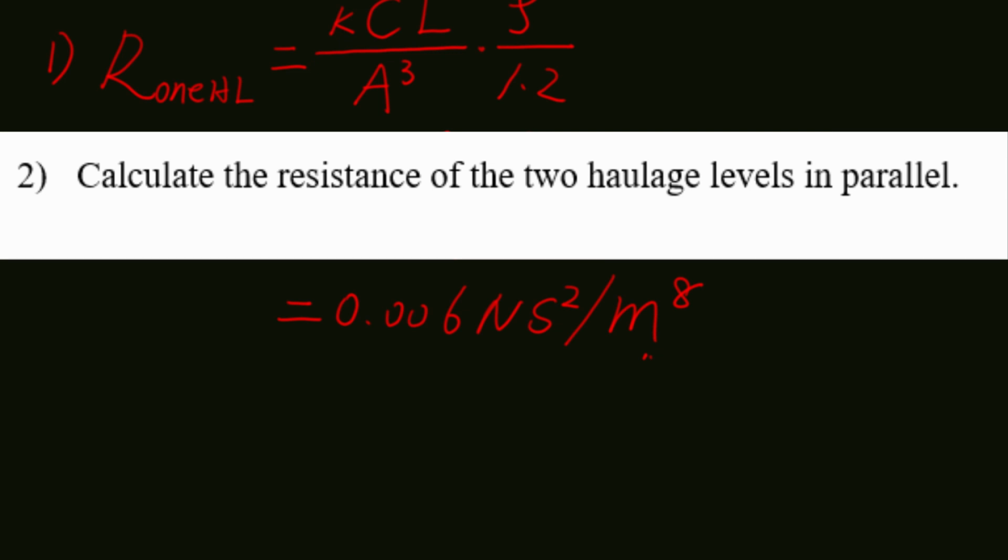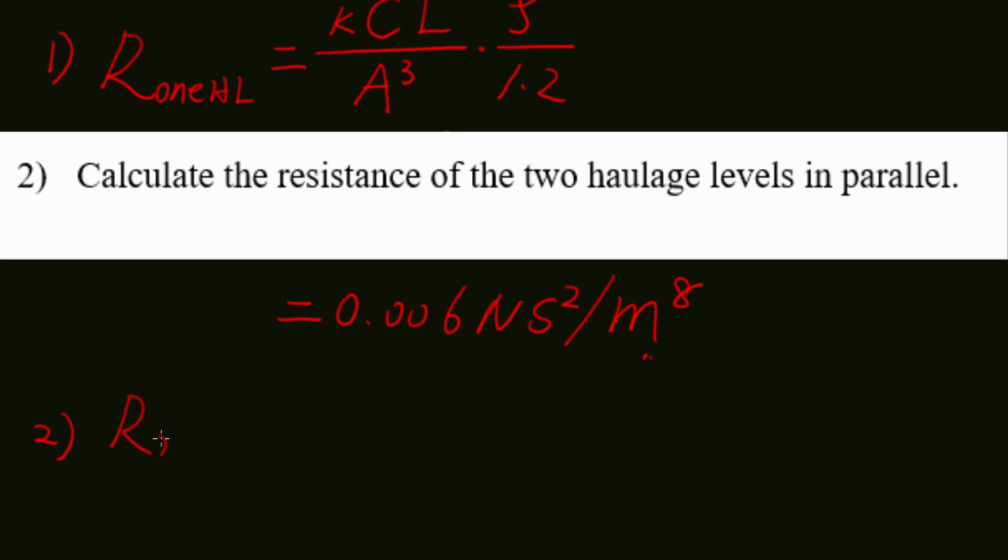Question 2 asks us to calculate the total resistance of the two haulage levels. As we know that the two haulage levels are identical and in parallel, we can use the equivalent resistance equation for parallel airways.